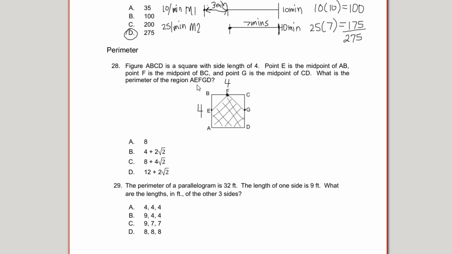What is the perimeter of the region AEFGD? And it's already colored in for us. So knowing that it's a midpoint, that's going to give us some information. Now we're looking for perimeter, and perimeter means the length around an object. We're looking around an object. In this case, it's going to be looking at this object right here inside of our square. So what we need to know is this outer perimeter. That's the length we're looking at.